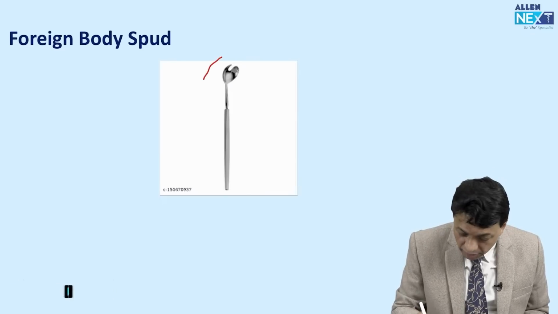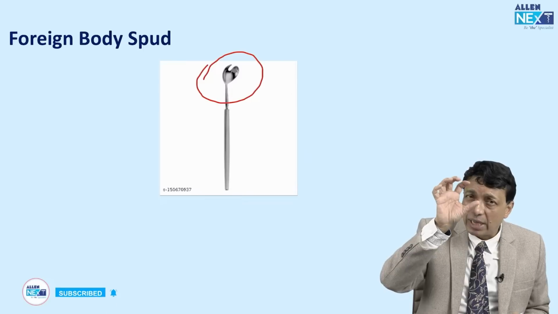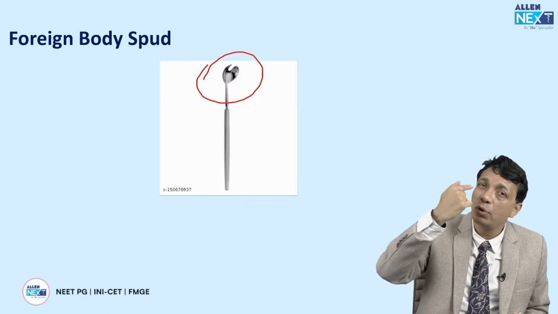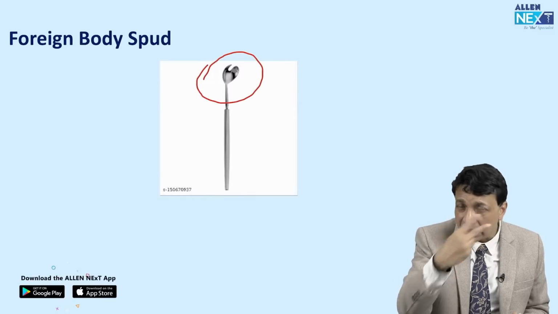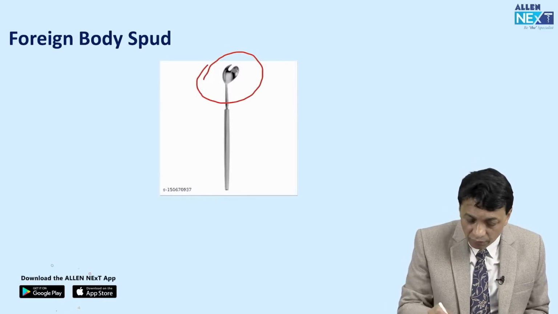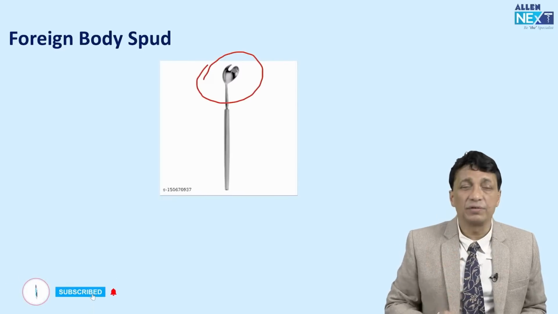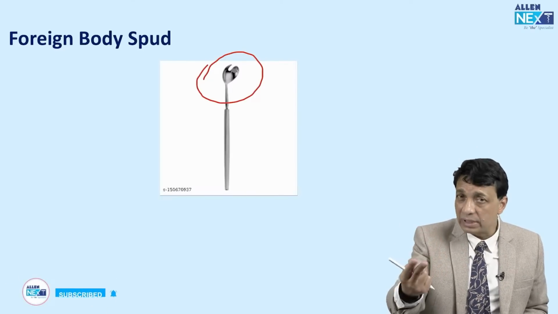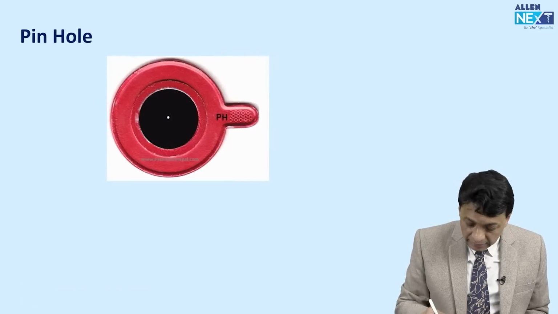This is a foreign body spud. Please recognize this. We use it to extract the foreign body. Suppose you have a foreign body embedded in the cornea. This is a very useful instrument. We just pull it out like this. You can recognize this by its hook-like surface, which often pulls the metallic foreign bodies out. It is a foreign body spud.